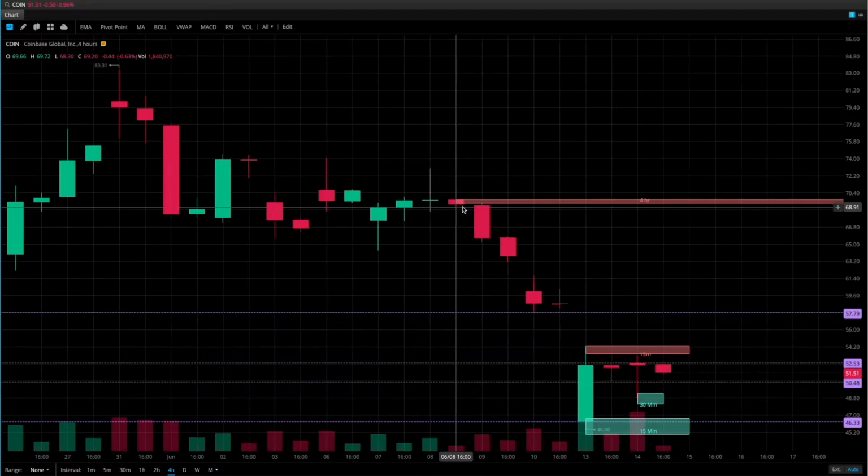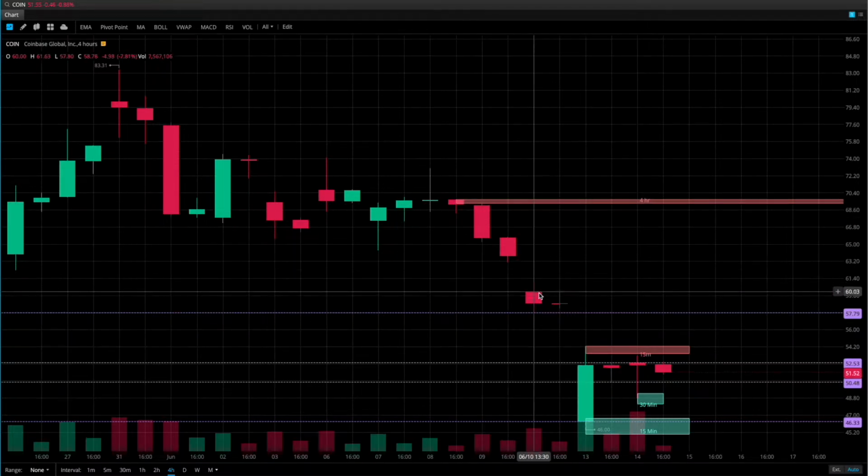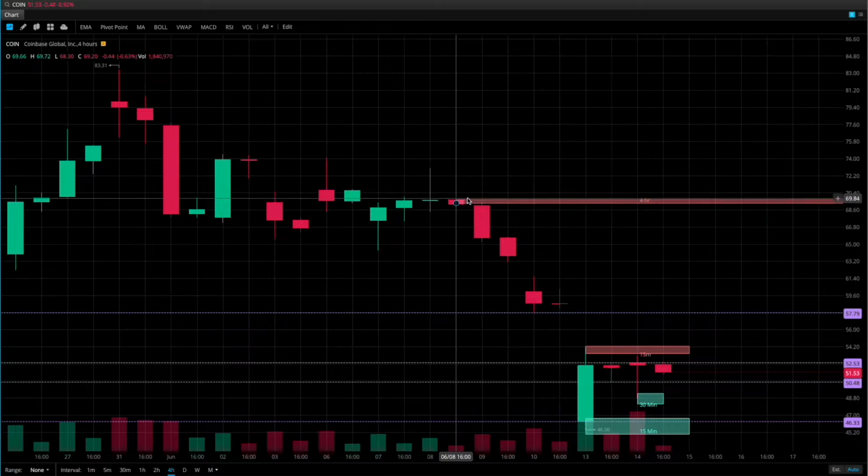The way you would map the zone would be from the base of the whole candle, not the wick. In this case, since price pushed down, to the very top wick of that candle.